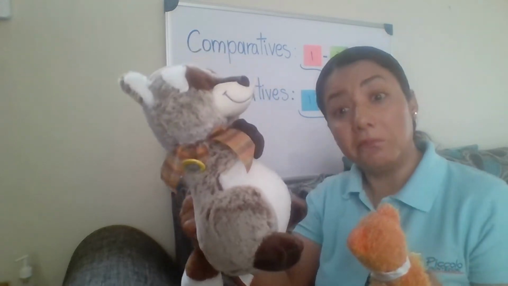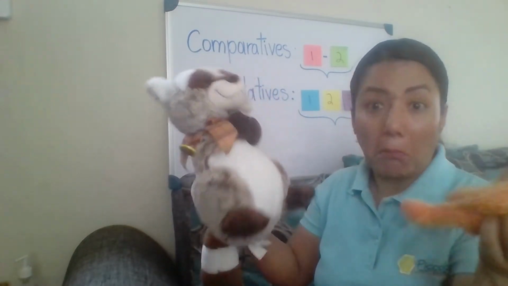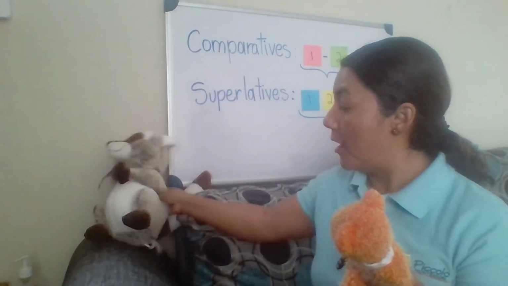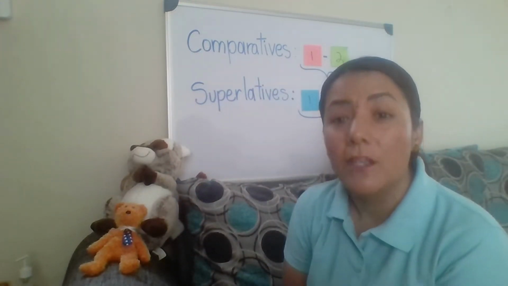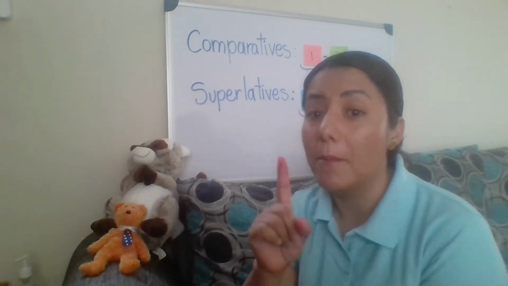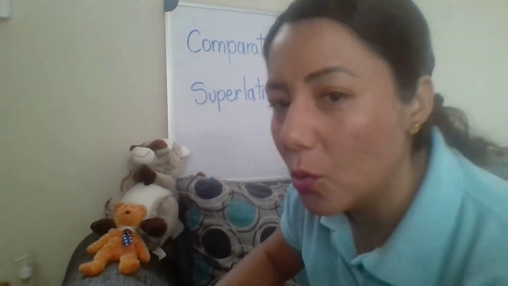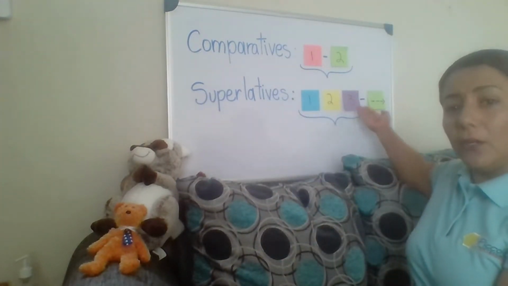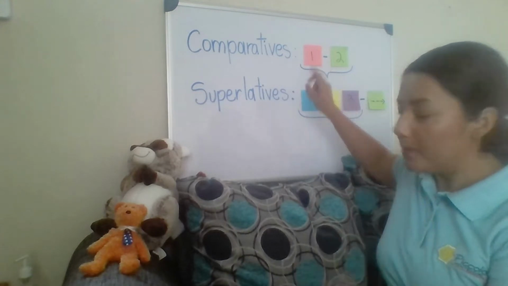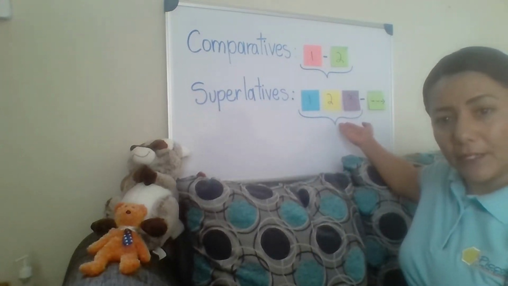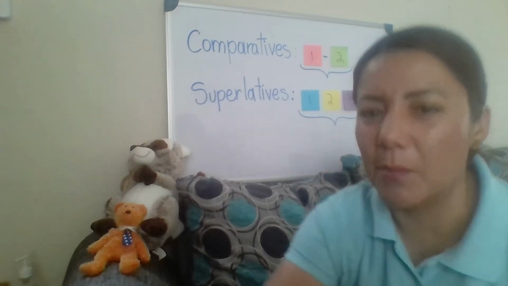The teddy bear is nicer than the raccoon. The raccoon is taller than the bear. And things like that, okay? Remember that? Those are comparatives, two things being compared. But today's topic is superlatives. Superlatives also compare things, but if we use superlatives, we should be comparing three or more things. Comparatives, only for two things, and superlatives for three or more. Okay? Let's look at some examples now.